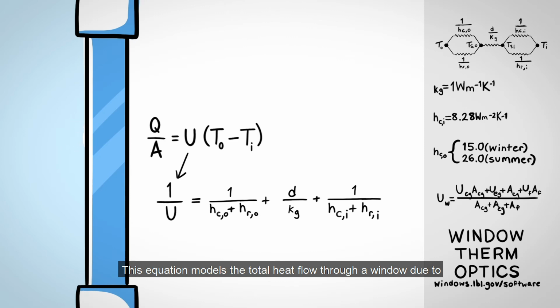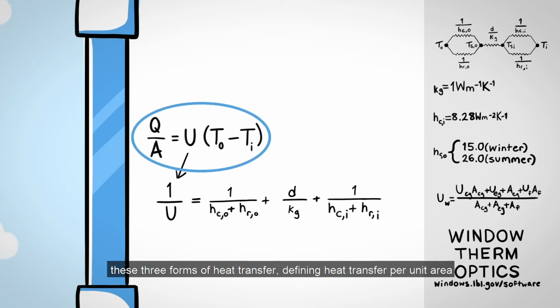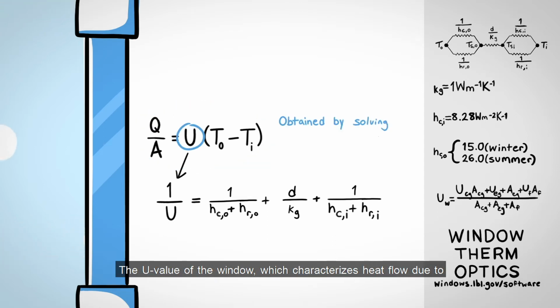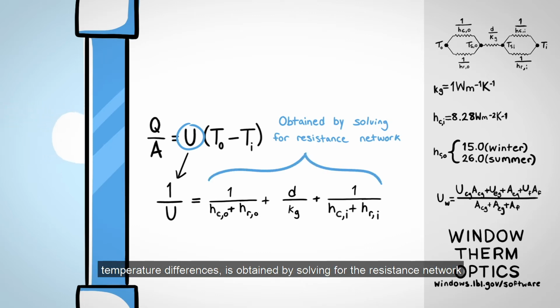This equation models the total heat flow through a window due to these three forms of heat transfer, defining heat transfer per unit area. The U value of the window, which characterizes heat flow due to temperature differences, is obtained by solving for the resistance network.